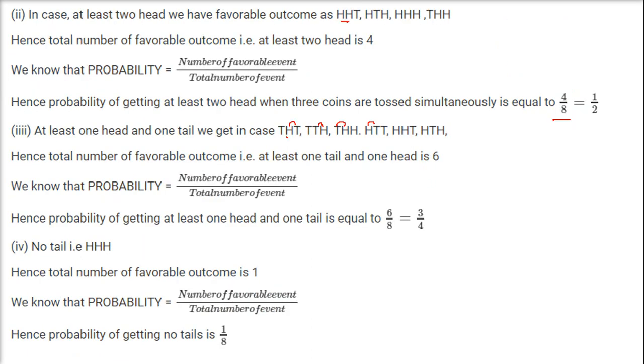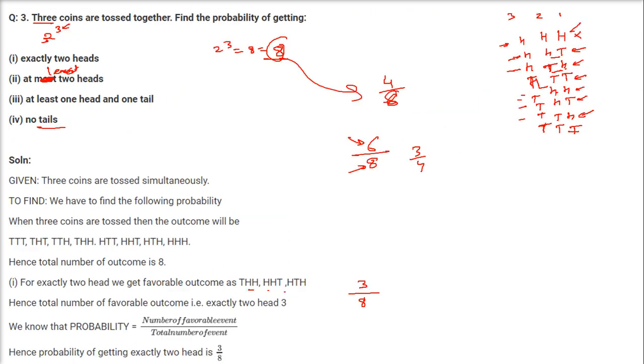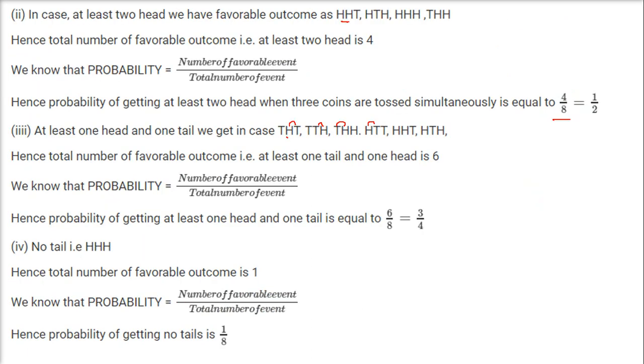No tails. That is, everything except this will have at least one tail. So no tails means we are only talking about head. So what do you get? 1 is the total number of favorable events and 8 is the total number of events. So 1 by 8 you get. This is the answer.